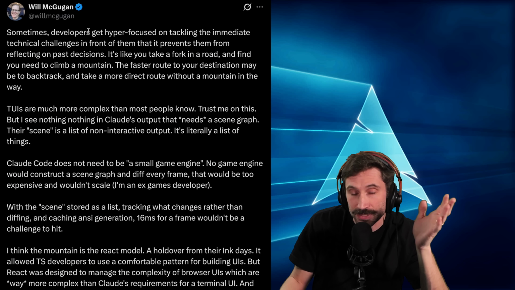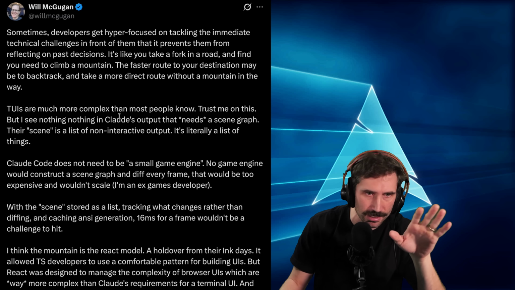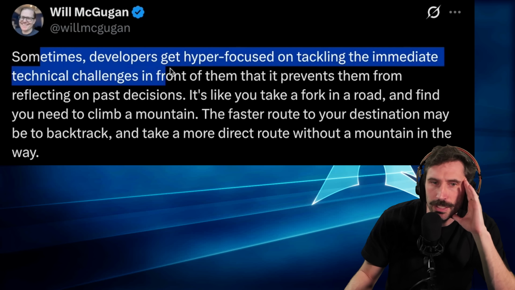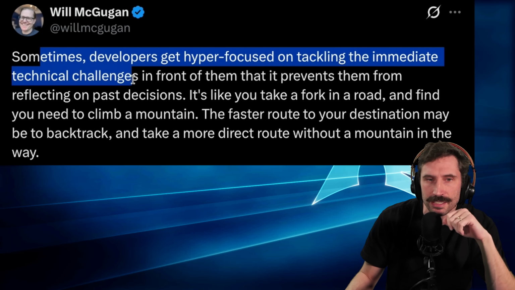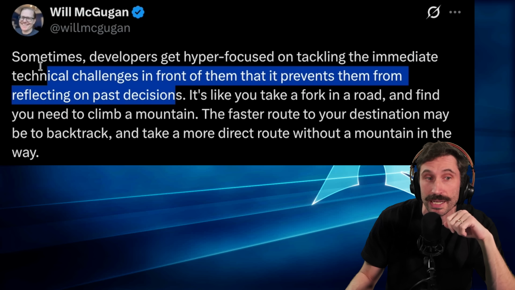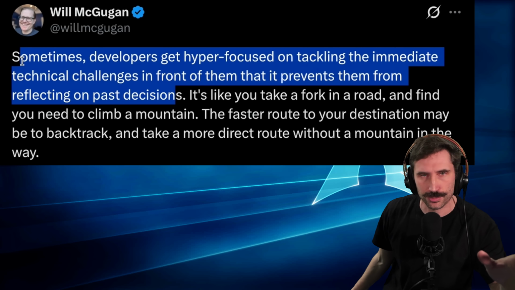And don't just take my word for it. Will McGugan, if I'm saying that name correctly, is a long-time engineer who has done a lot of stuff, and I think he has a really amazing take on this. "Sometimes developers get hyper-focused on tackling the immediate technical challenges in front of them that prevents them from reflecting on past decisions." By the way, this is one of my greatest weaknesses, and even after 20 years of engineering, this still rings true today.